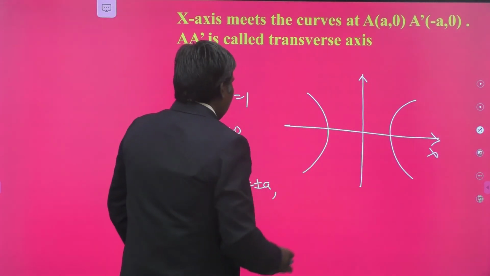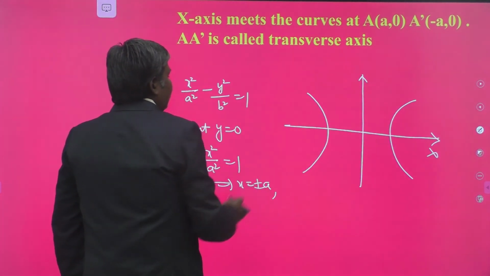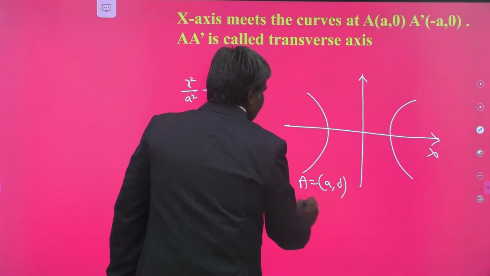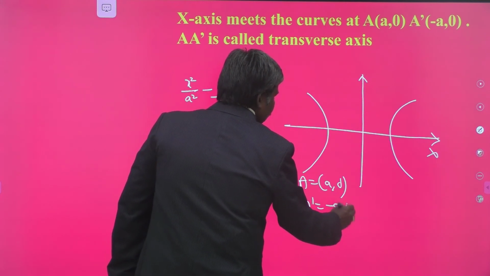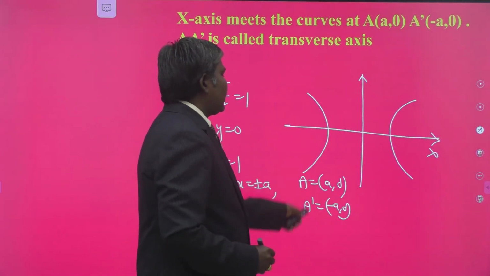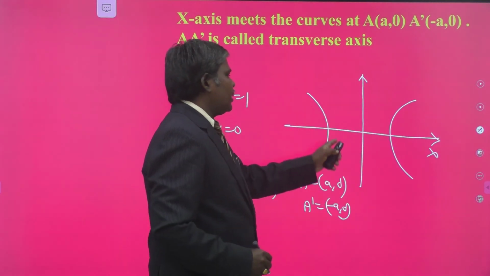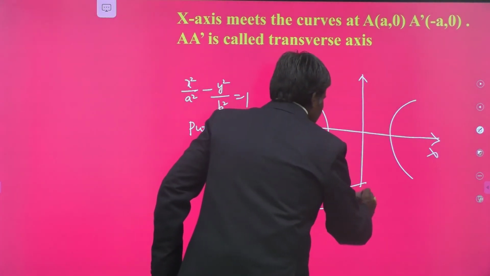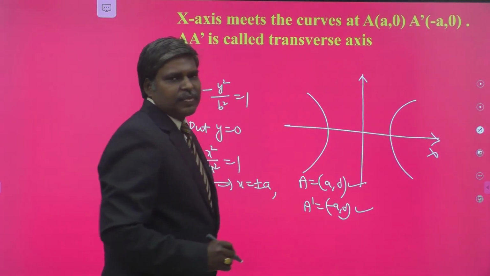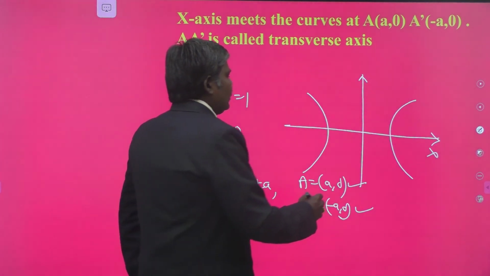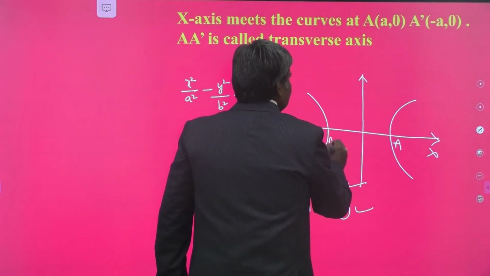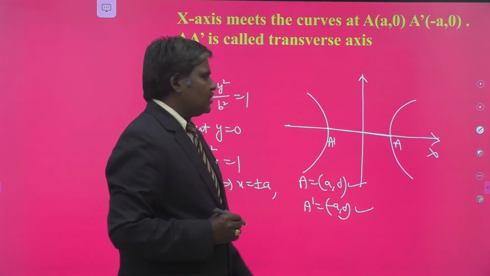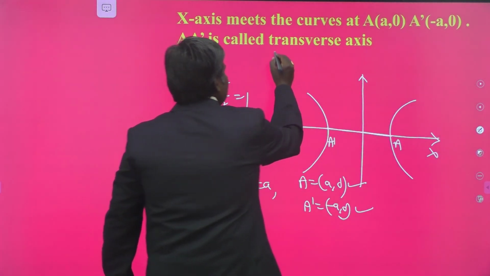So the line A dash intersects the hyperbola at two points, (a, 0) and A dash (-a, 0). Therefore we take A dash as the transverse axis. The points of intersection of the axis with the curve are called vertices. Therefore these are the vertices: (a, 0) and A dash (-a, 0) are the vertices, and the distance A dash is called the transverse axis. In our ellipse that is called the major axis. Here it is called the transverse axis.